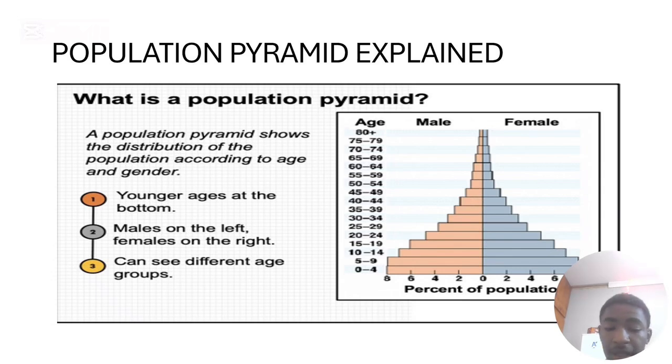Right? So as you can see, we have age, male and female here. You need to be able to summarize this pyramid. As you can see here, I want us to focus on these bottom numbers, right? So it is a percentage of population, right? It is a percentage. It is a percent, right?